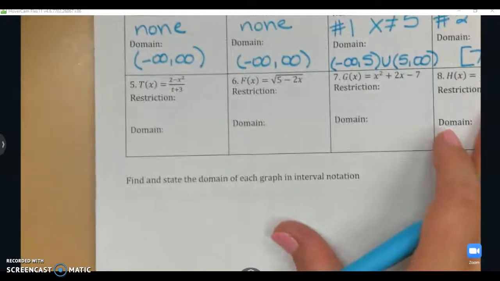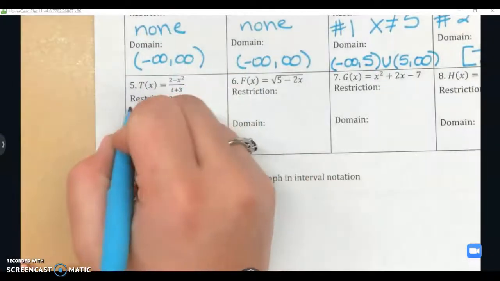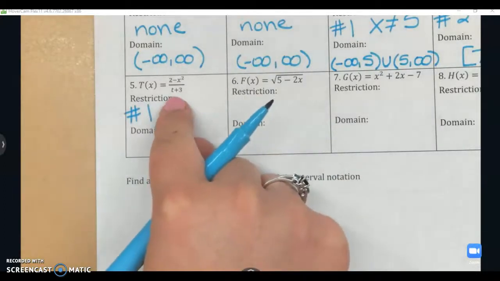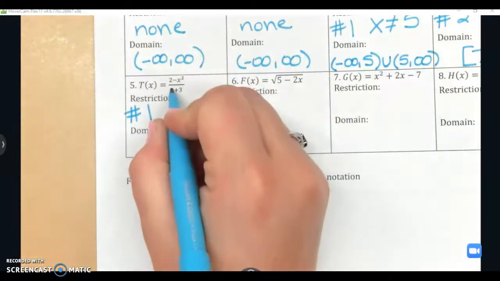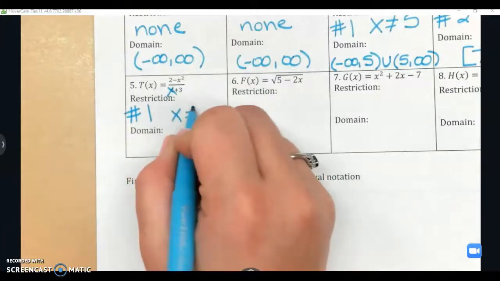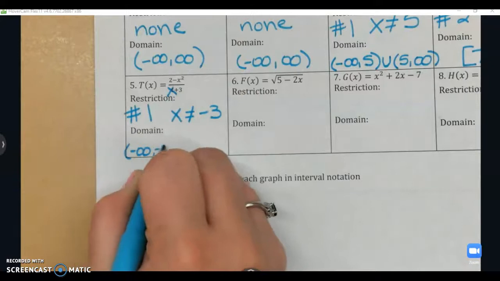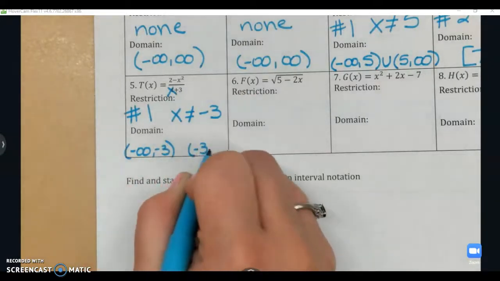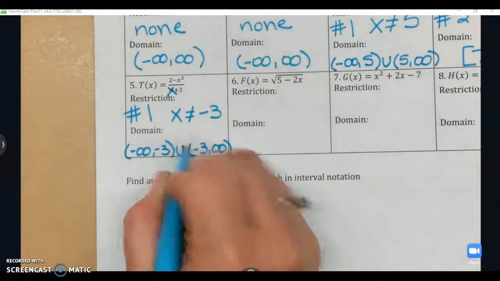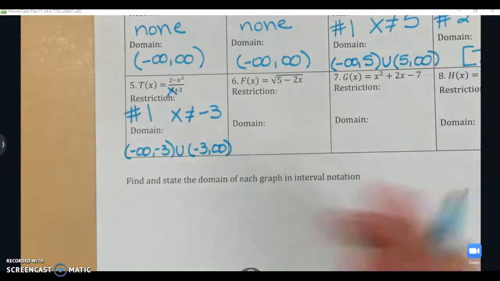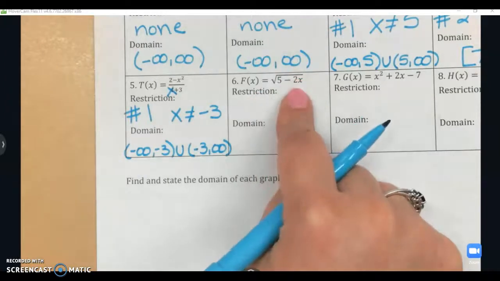Okay. On to 5. This is restriction number 1. Remember, I don't want to divide by 0. And the value that would cause me to divide by 0 here is negative 3, so that should be an x there. x cannot be negative 3. So my domain is going to be from negative infinity to negative 3, and from negative 3 to positive infinity. And we are unioning those two intervals.